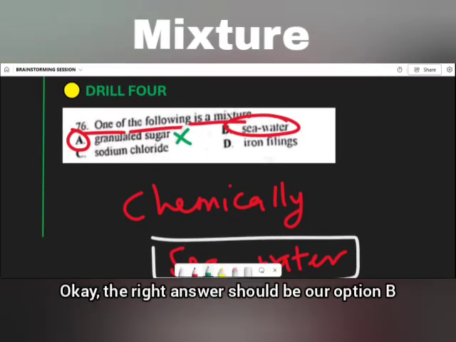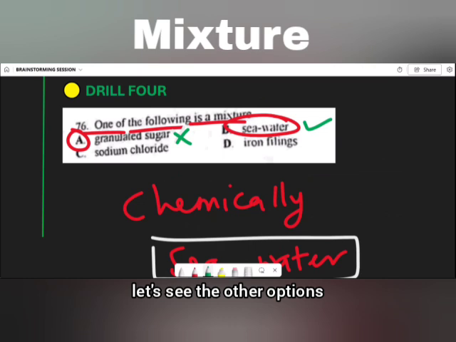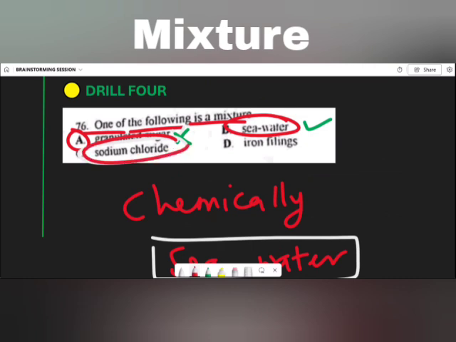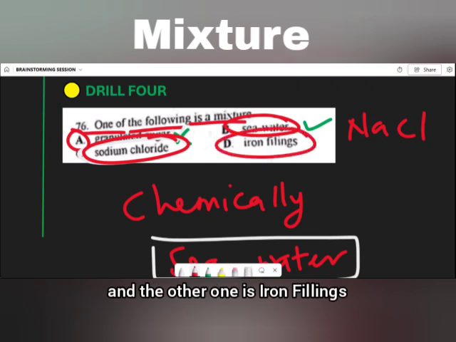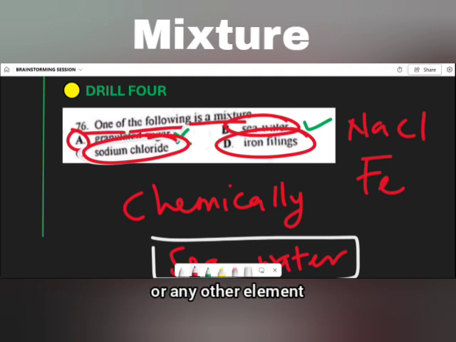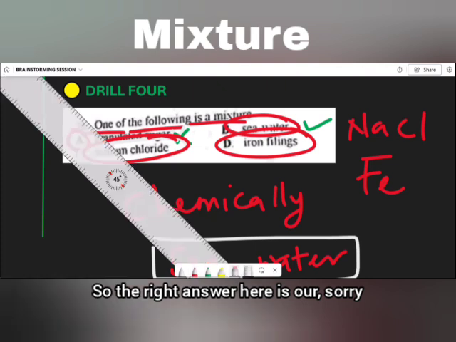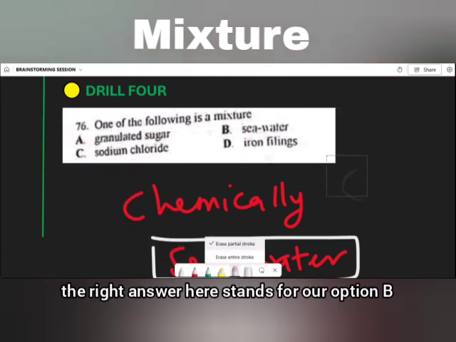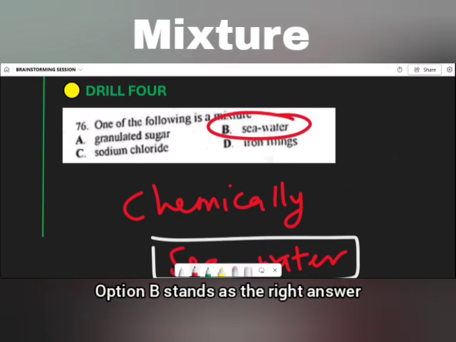Okay, the right answer should be option B. But before we move on, let's see the other options. We have sodium chloride. Sodium chloride is a combination of sodium and chlorine, and that's chemically combined. Another one is iron filings. Iron filings are just particles of iron, like Fe. It's not combining with any other compound or element, so it's just a pure element. So the right answer here is option B. Option B stands as the right answer.